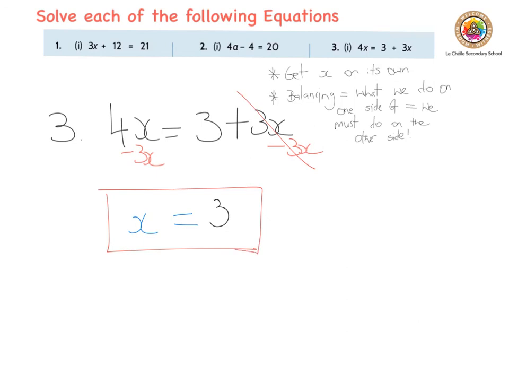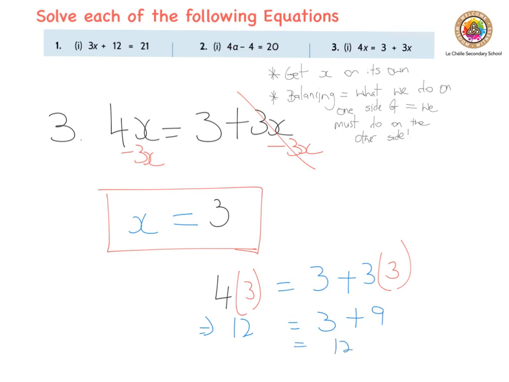And I can see if I was to do my check there, well, I'd have 4, and instead of x, I'm going to put in that 3 in brackets and see, is that equal to 3 plus 3x, and again, instead of x, I'm going to put in 3. Well, I know that 4 bracket 3, or 4 multiplied by 3, is equal to 12. And let's just see, is that equal to 3 plus, well, 3 by 3 here is equal to 9, and 3 plus 9 is also equal to 12. So yes, 12 is equal to 12. I know I'm correct. Okay, so that's it for solving basic linear equations.